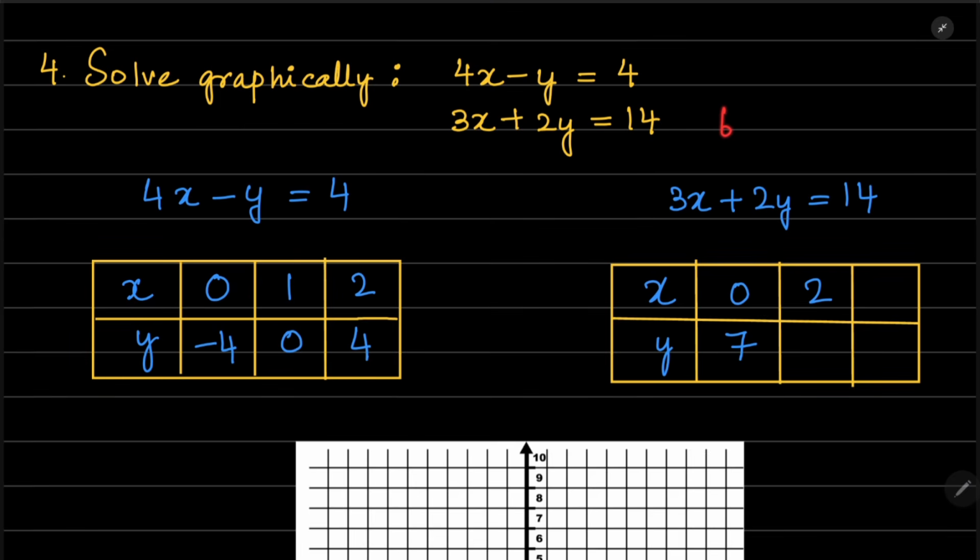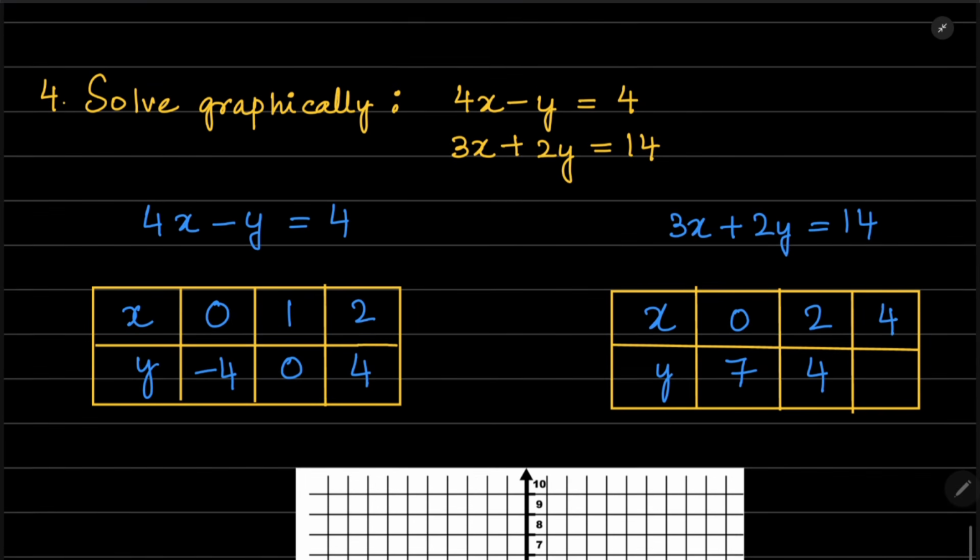Now, if x is equal to 2, what will be your y? So if x is 2, you have 6 plus 2y equal to 14. So 2y equal to 14 minus 6. What is 14 minus 6? 8, right? Then y equal to 4. And the last one, if x is equal to 4, then what will you have? 4 into 3, 12 plus 2y equal to 14. 2y equal to 14 minus 12, 2y equal to 2. So y equal to 1. So you have found the coordinates.